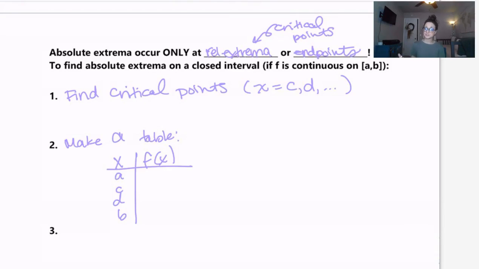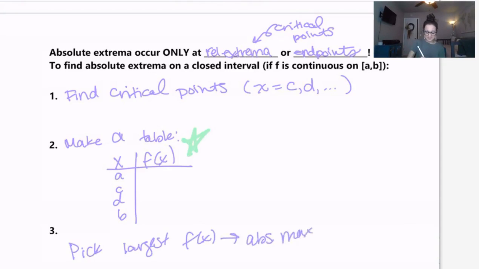And then we're just going to fill in the table. So now we're going to plug in, this is important, make a star there. We're plugging in this time to our original function. It's the only time we go and plug into our original function. And then we just pick the largest f of x, which is my absolute max, and the smallest f of x will be my absolute min, because we said those are our only possible locations.